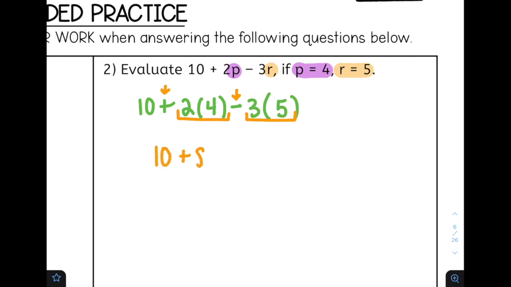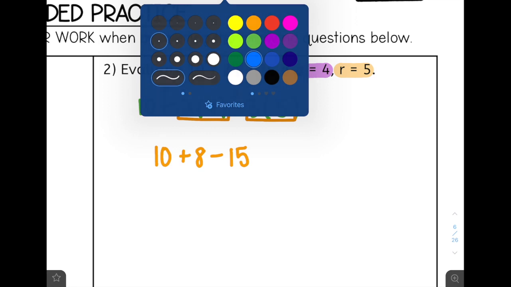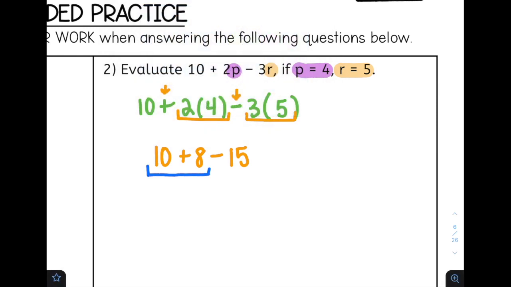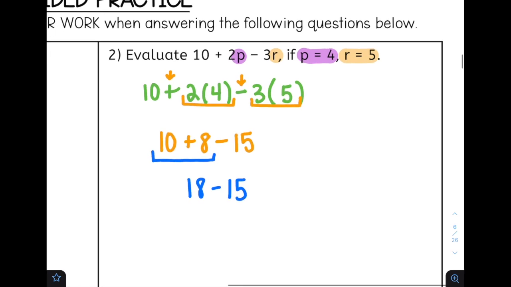10 plus 8 minus 15. And then again, I'm continuing to follow order of operations, addition and subtraction from left to right. 18 minus 15 would be 3. And 3 is our answer.